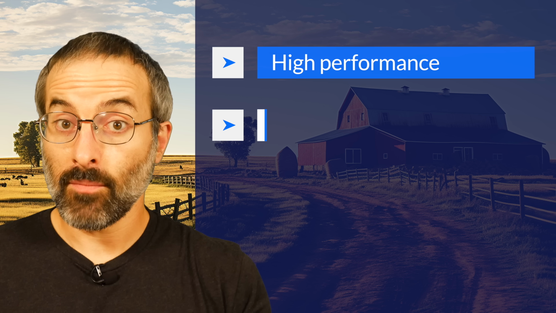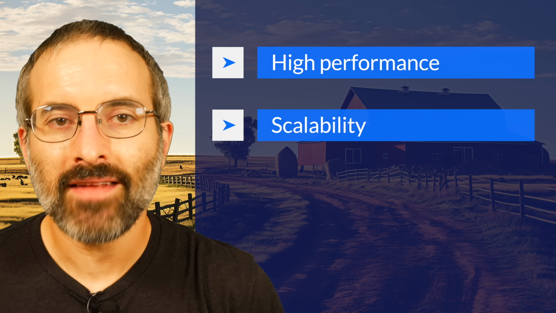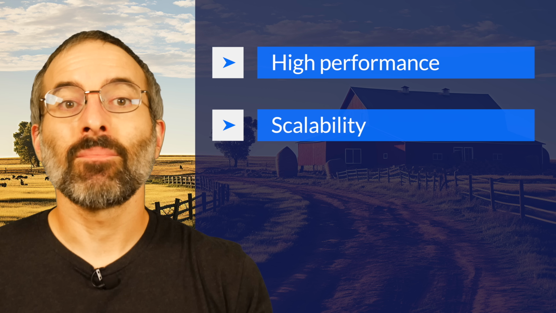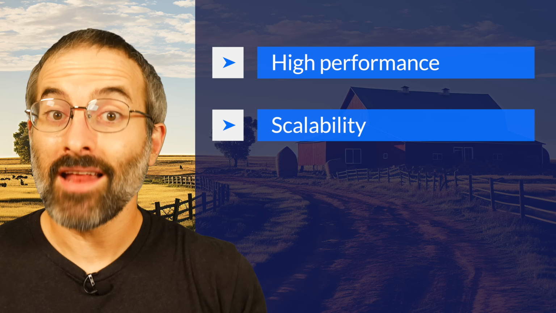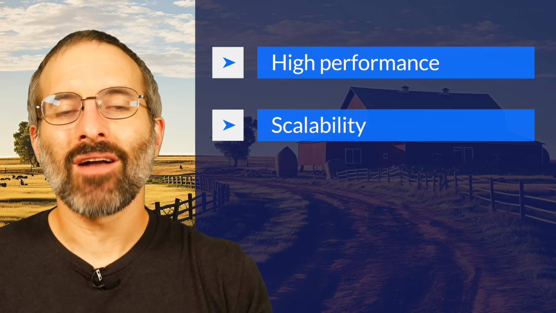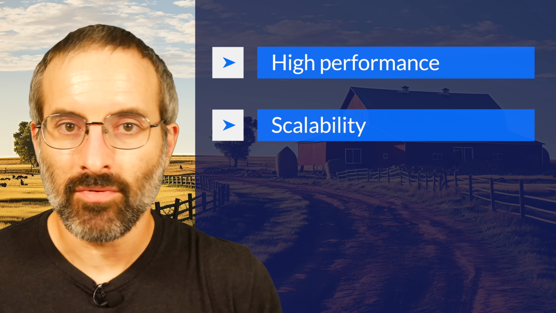Let's discuss some of the advantages of using the Farm Stack. First, high performance. FastAPI is one of the fastest Python frameworks available, while React's virtual DOM ensures efficient UI updates. MongoDB's document model allows for quick reads and writes. Scalability. All components of the Farm Stack are designed to scale. FastAPI can handle concurrent requests efficiently, React applications can manage complex UIs, and MongoDB can distribute data across multiple servers.